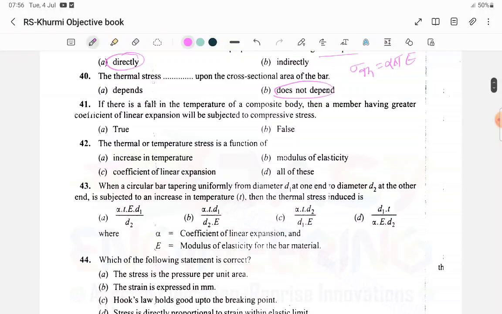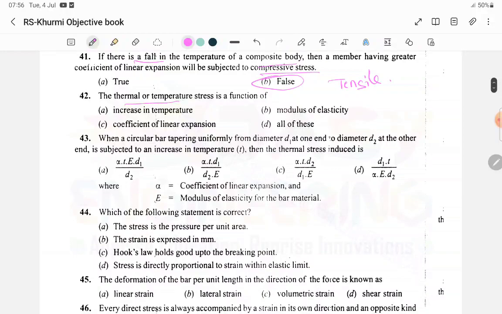If there is a fall in temperature of a composite body, the member having the greater coefficient of linear expansion will be subjected to compressive stress? Now the temperature is falling, not increasing, so it will go under tension, not compressive stress. It will be under tensile stress. A thermal or temperature stress is a function of, so thermal stress is alpha into delta T into E. So increase in temperature is delta T, modulus of elasticity is E, coefficient of linear expansion is alpha. Okay, yes, all of these are correct.